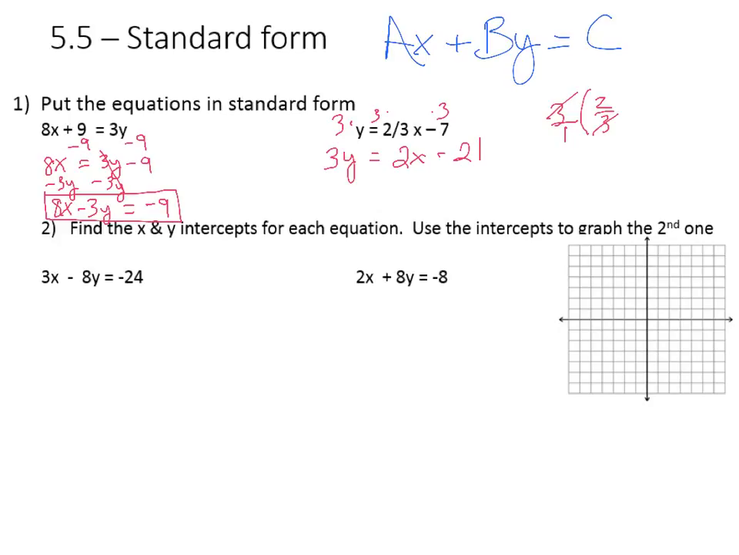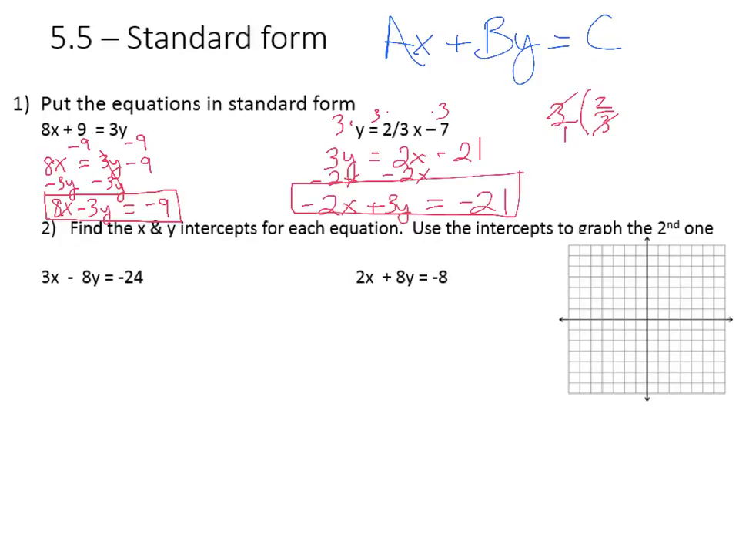Last step is to get the x over there with the y. Standard form would be negative 2x plus 3y. Notice that you want to put your x before your y. Equals negative 21. And there's our standard form.